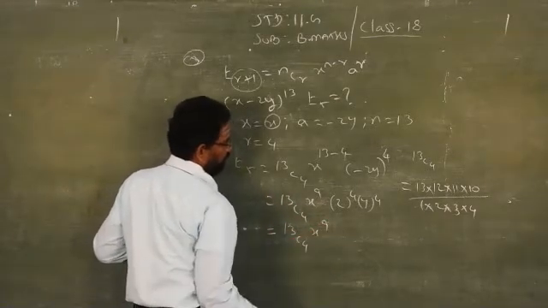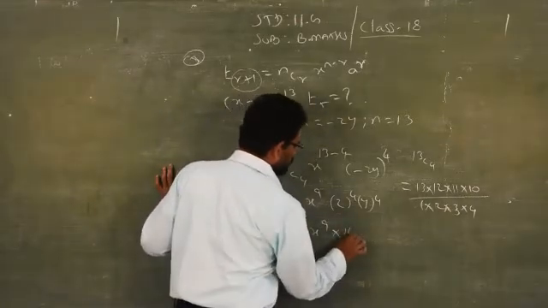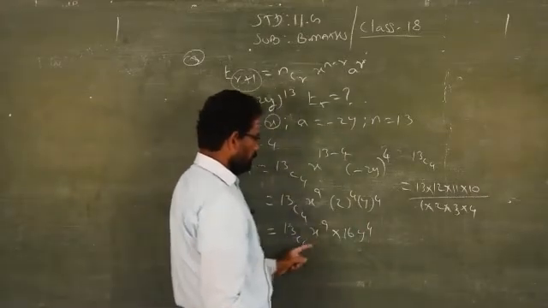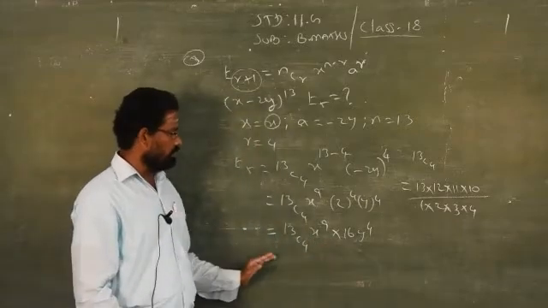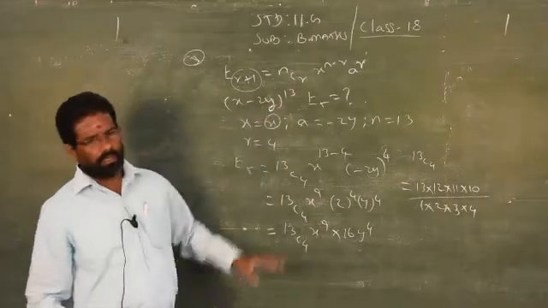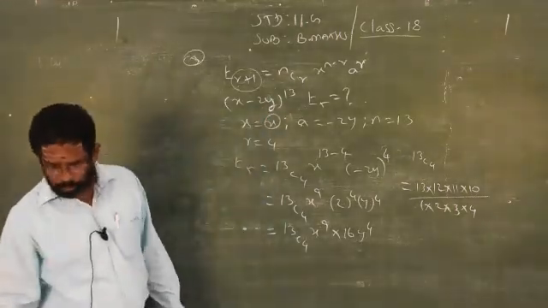x power 9, 2 power 4 is how much? 16, y power 4. So after simplification, simplify with this answer 16 or multiply, whatever calculation you do, write down the answer. So finally you get the fifth term of the binomial expansion. This is the method to find out the fifth term of the expansion.